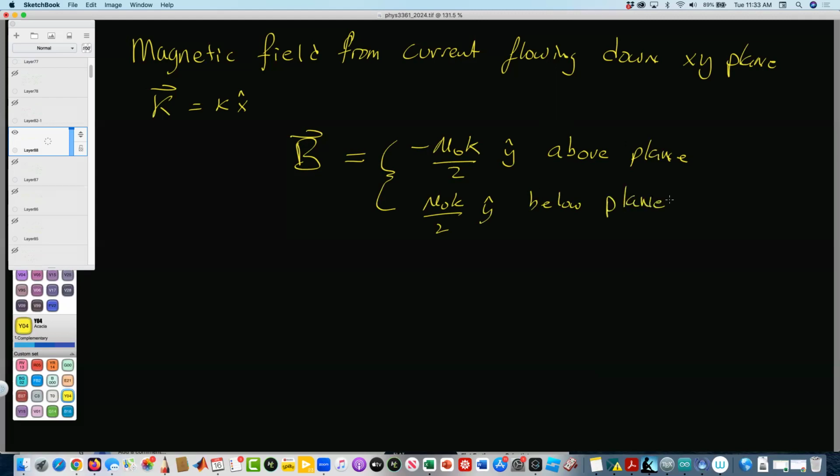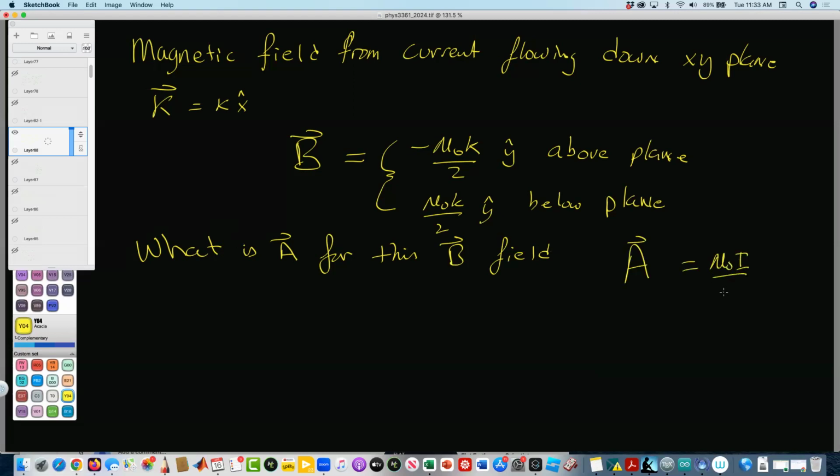Okay, and we want to know what is A, okay? So our question is, what is A that would give this B field? Okay, one thing to notice, because we know that A looks like this, mu 0 I over 4 pi, oops, hold on.